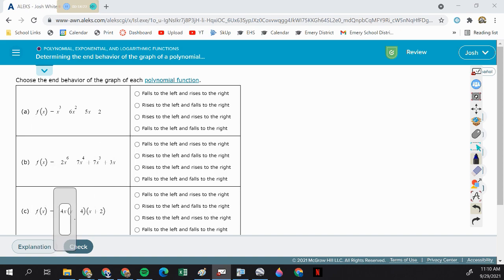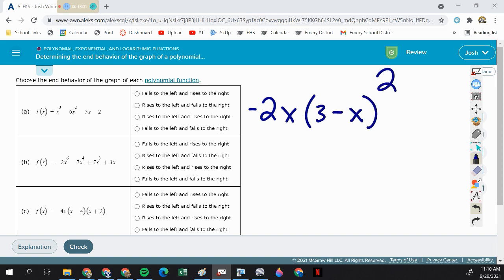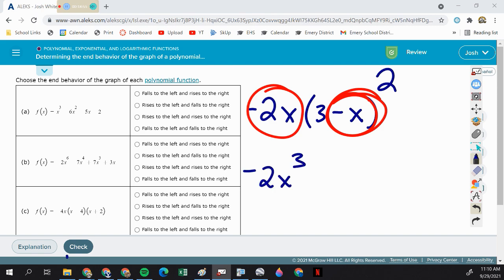Okay, let's make it a little bit harder. What about this one? So it's going to be this times this times this. So that would be negative 2x to the third. So it would be this one. Okay? All right.